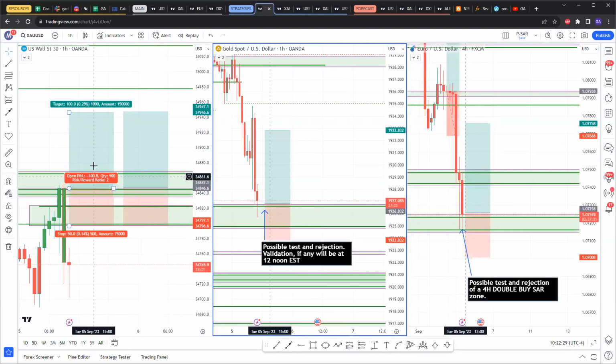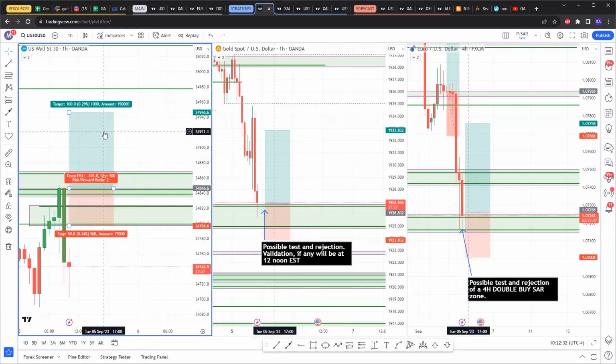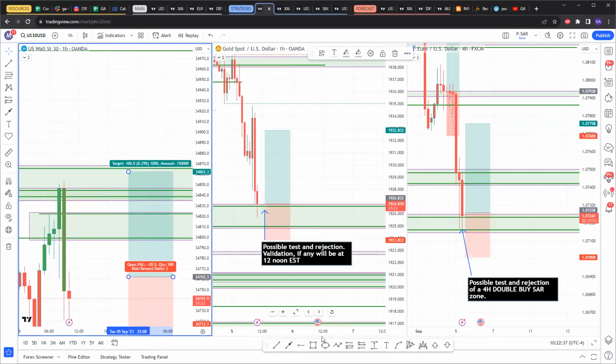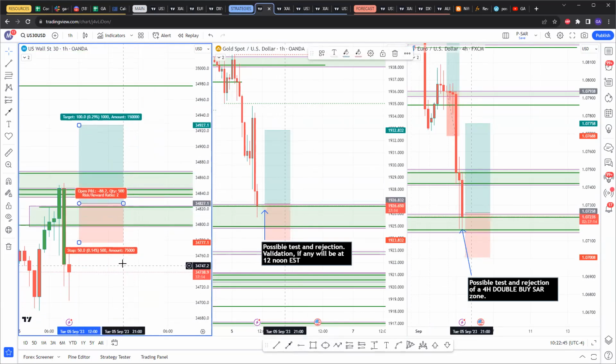Just keep an eye out on US 30 here, for these two trades. Let me just mark up one. For this trade above here, you would need two 1 hour candles to close above 34,820. So two consecutive 1 hour candles. So that's the next entry that I would be looking at for US 30.